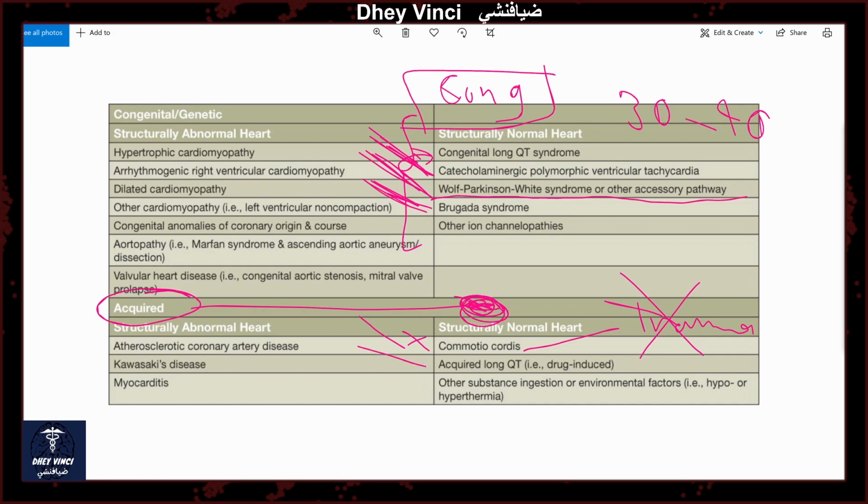Another is acquired long QT syndrome. It could be drug-induced. Acquired long QT syndrome describes pathologic excessive prolongation of the QT interval. As we said, we have P, Q, R, S, and T. So this segment becomes longer because of the drugs. It could be a result of environmental stressors. It could be reversed once the drug is stopped.